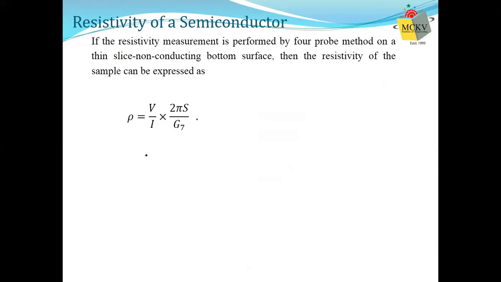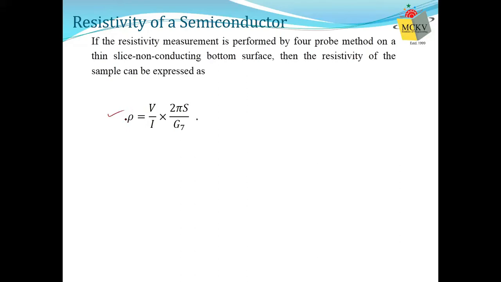Remember, in the case of metals, you have used the formula for resistivity. Whenever you have measured resistance, R equals rho L by A, remember? That was for metals. But here we are talking about a semiconductor, because the aim of the experiment is to measure the band gap of a semiconductor. So basically, we will use the germanium semiconductor. So how will you measure that? And for that, the formula is this.